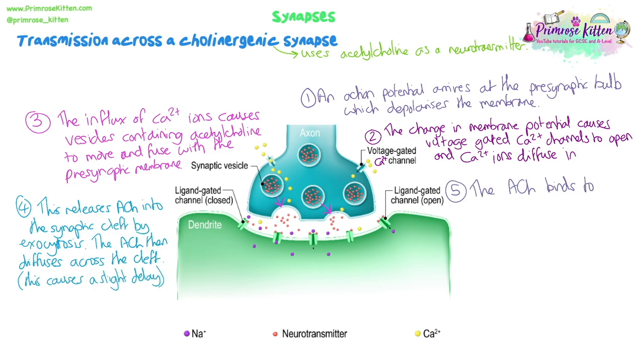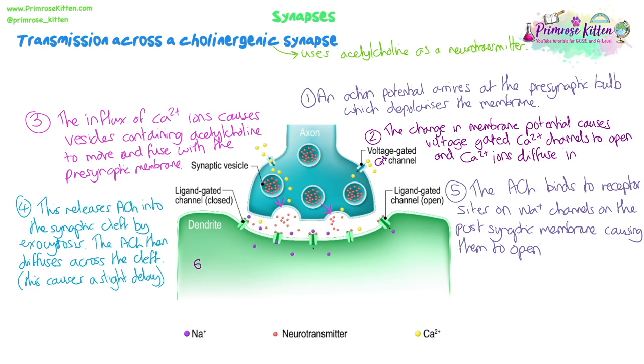Okay, so once that acetylcholine is diffused across the gap, it's going to bind to the receptor sites that are on the sodium ion channels on the postsynaptic membrane, and it causes them to open. So previously, we had the change in voltage or potential difference because of the membrane potential changing that opened the calcium channels. Now we are having a chemical binding to a receptor on the ion channels that's causing it to open.